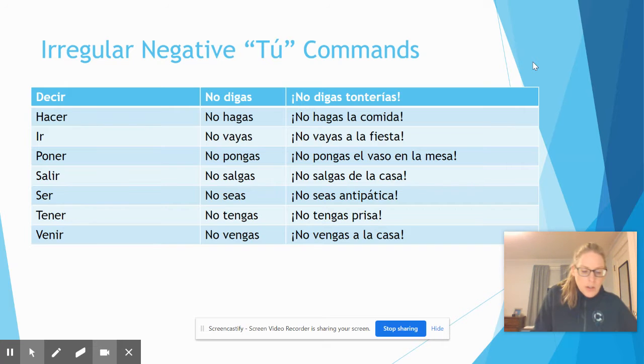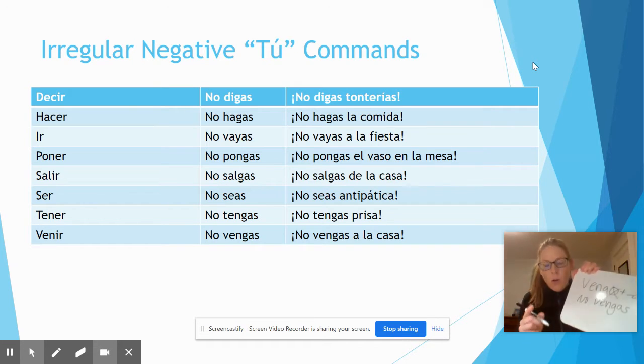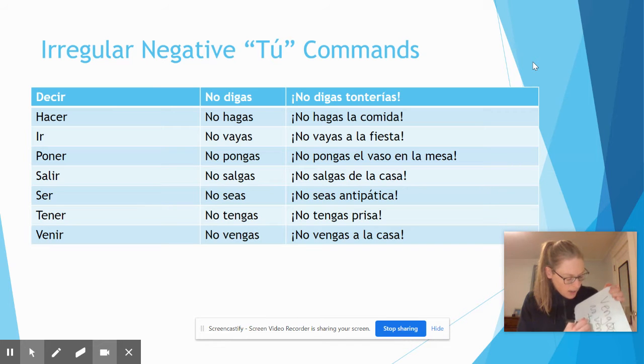These are your irregular tú commands, negative. So it's subjunctive. Again, you start in the yo form. You put the opposite tú ending. So venir is vengo. You drop the O, as, no vengas. Like, don't come late. No vengas tarde a clase.